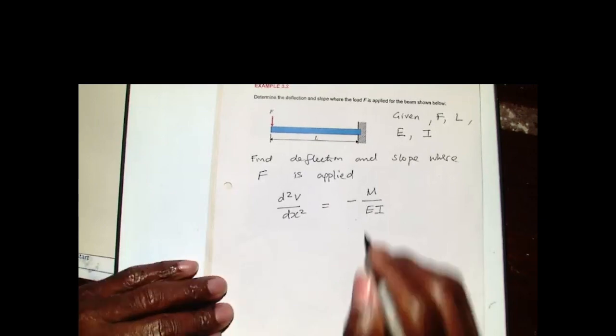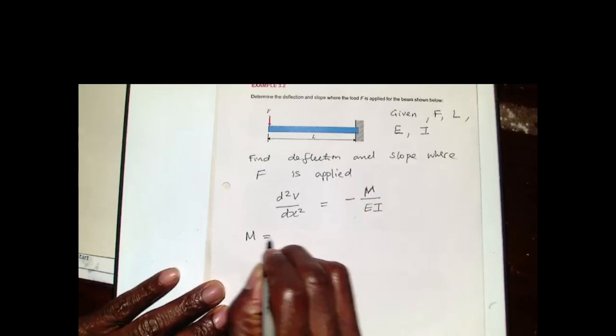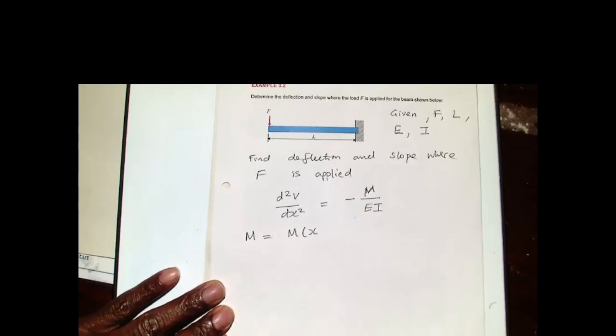So now we want to find what v is at any location along the length of the beam, and then we can find the magnitude where the force is. V is the magnitude of the deflection going downwards, and x is the distance from our reference. Our reference is always from the left, and m is the bending moment at any point. So we know that our bending moment m will be a function of where you are along the beam.